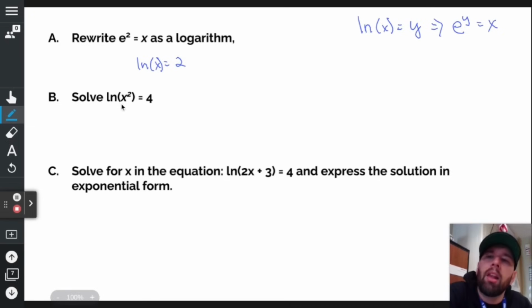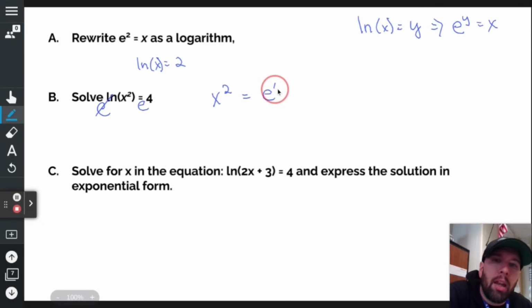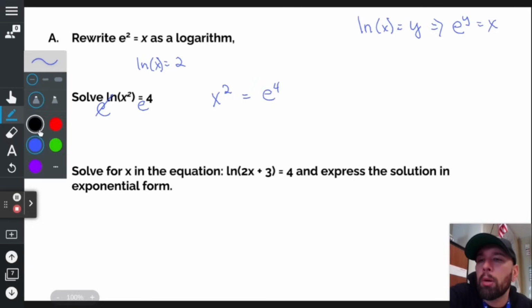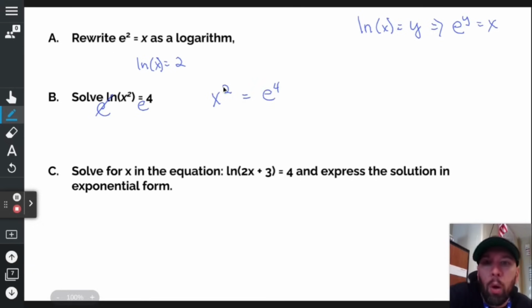Solve ln of x squared equals 4. Again, I can do the whole e to the power of both sides, which I will do, and the same rules apply. If I take e to the ln of x squared, I get x squared. So let me write that out here. That's going to equal e to the fourth. Now, this is what I was hoping would happen in part C of the previous problem when I created it, but I just had a mistype. I just went with it anyway.